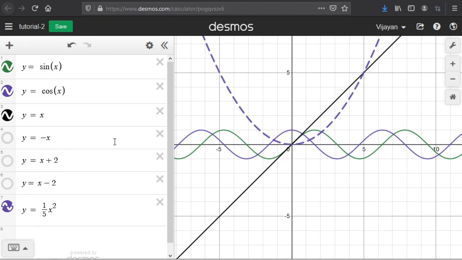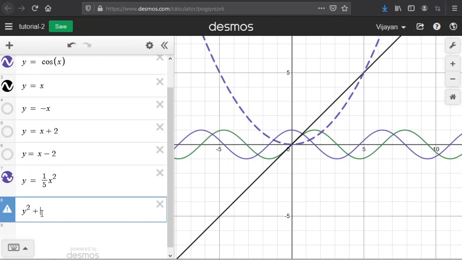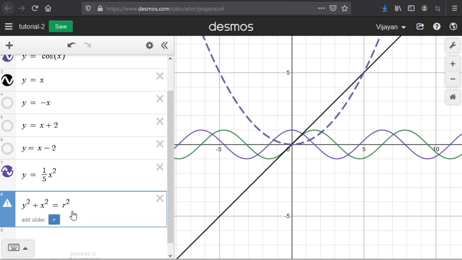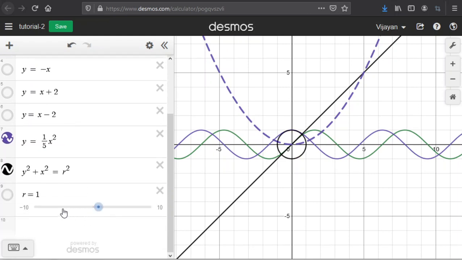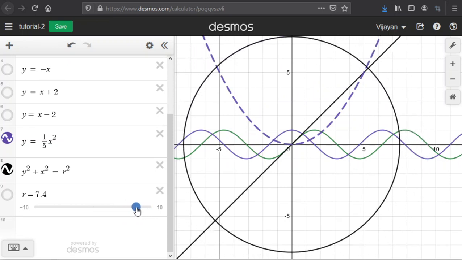Suppose I want to draw a circle, then what I will write is y square plus x square is equal to 2 square. This is the function whose radius is 2 units. Now suppose instead of 2 I write r square, then this r is a constant. So Desmos is asking me to add a slider. I will click on it, then a slider comes in front of me. Here I can see that if I increase the slider, the circle is also increasing. If I decrease the slider, the circle is decreasing.